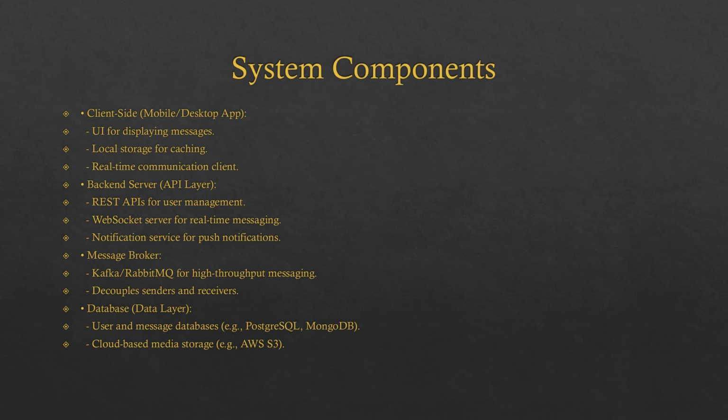A message broker like Kafka or RabbitMQ will decouple the sender and receiver for efficient message delivery. The data layer includes user and message databases along with cloud storage for media.